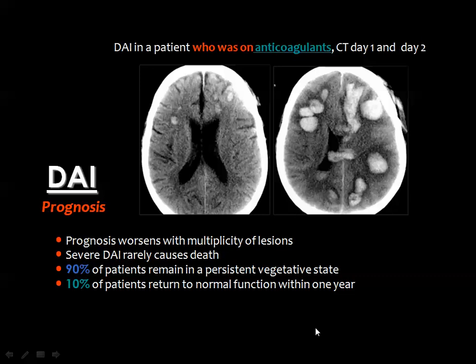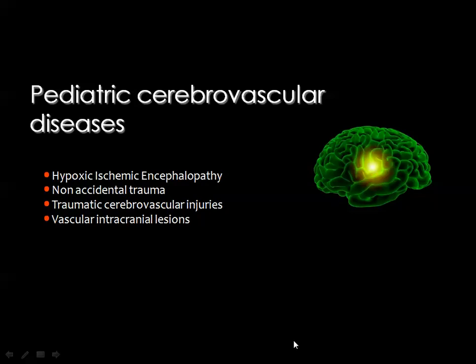The prognosis is worse if the lesions are multiple and severe. Diffuse axonal injury rarely causes death, as I have mentioned before. 90% of the patients remain in a persistent vegetative state, while 10% of the patients return to normal function within 1 year of the injury.